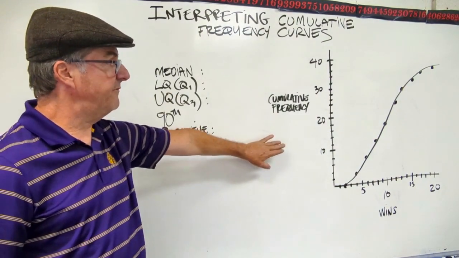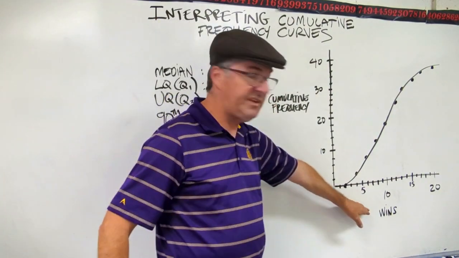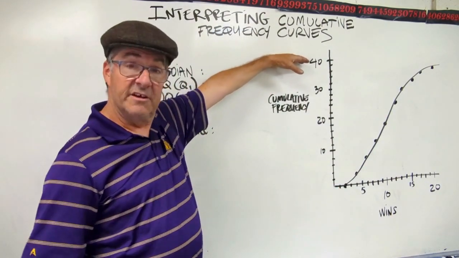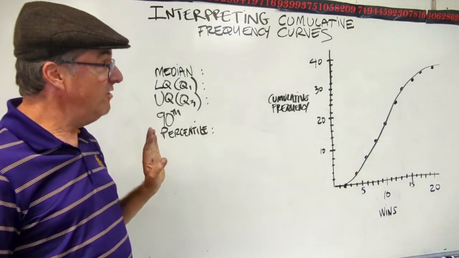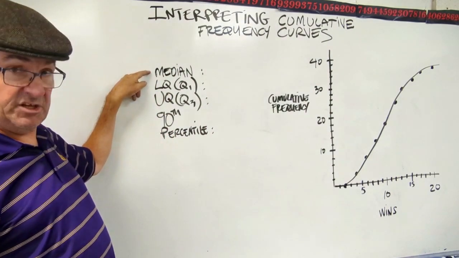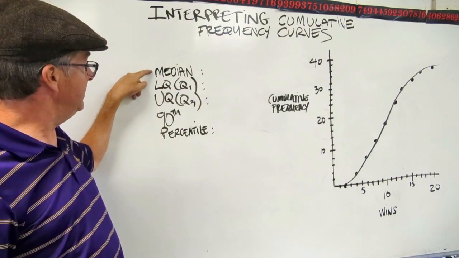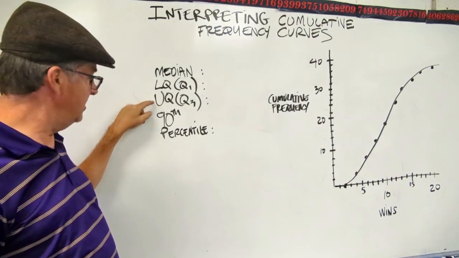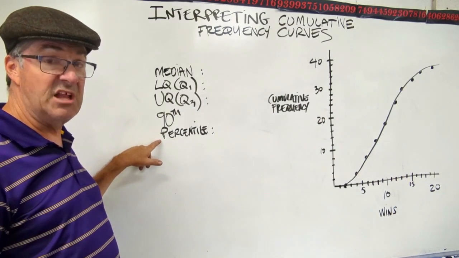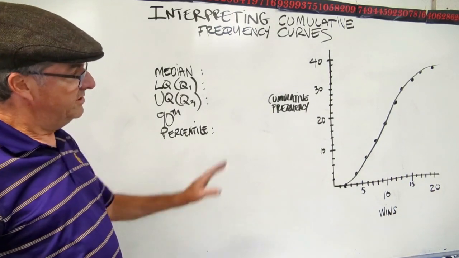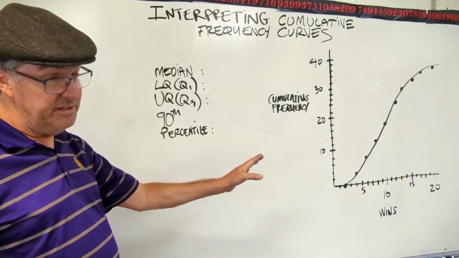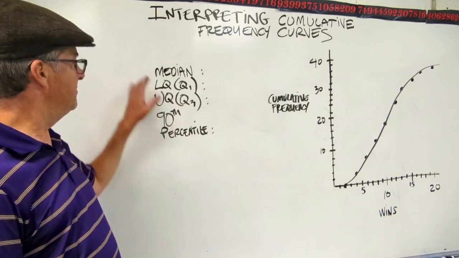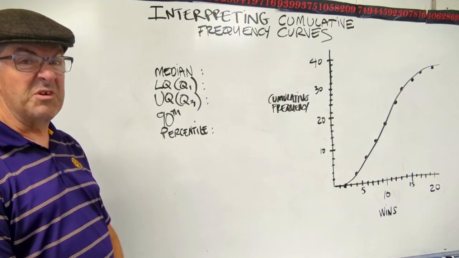So here I've got another cumulative frequency diagram with wins as my data point, and the frequency here is up to 40. And what I want you to do now is find, using the graph, your median, your lower quartile, your Q1, your upper quartile, your Q3, and let's find that 90th percentile again. So go ahead, you probably want to copy this into your notes, and then see if you can draw those quartiles on there, and the median and the 90th percentile, and figure out what they are.